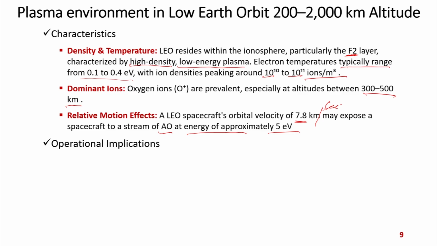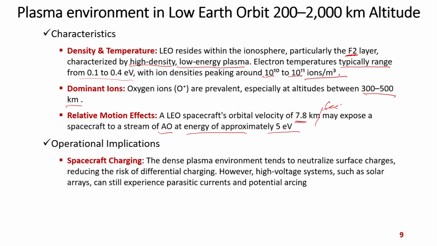What are the operational implications in the low Earth orbit? Again here, the spacecraft charging. Of course, since this plasma has lower energy, the risk of differential charging is not there, but high voltage systems such as solar arrays can still experience parasitic currents and potential arcing. Whenever there are high voltage systems, even a low density plasma can create havoc.